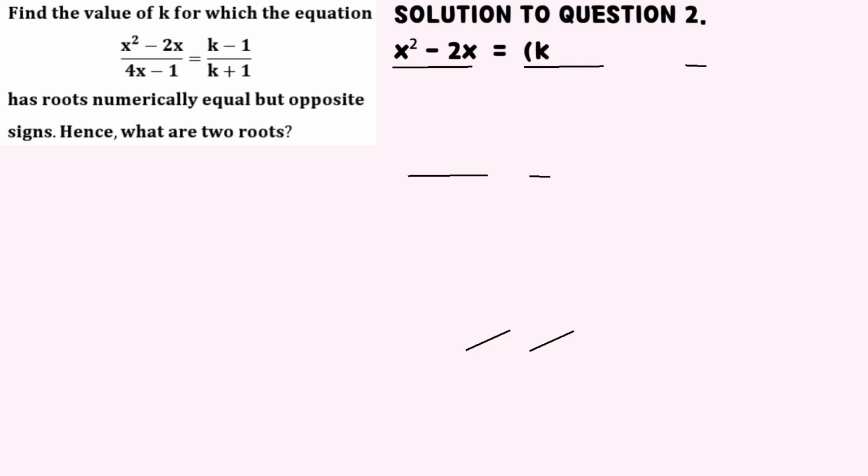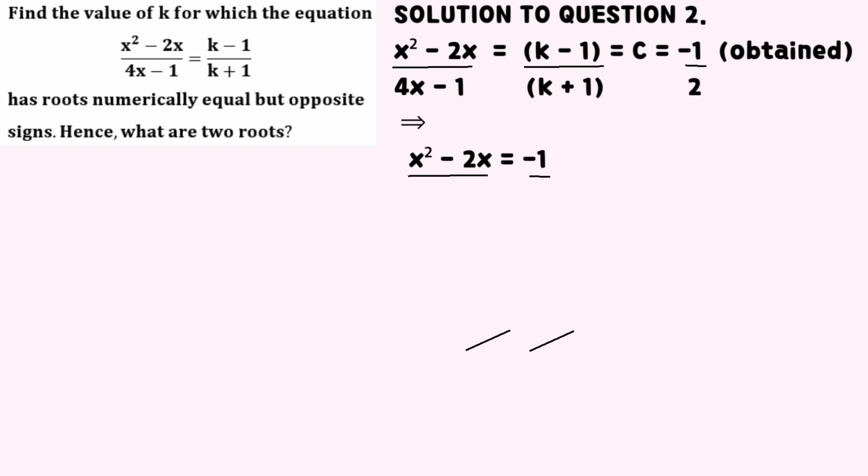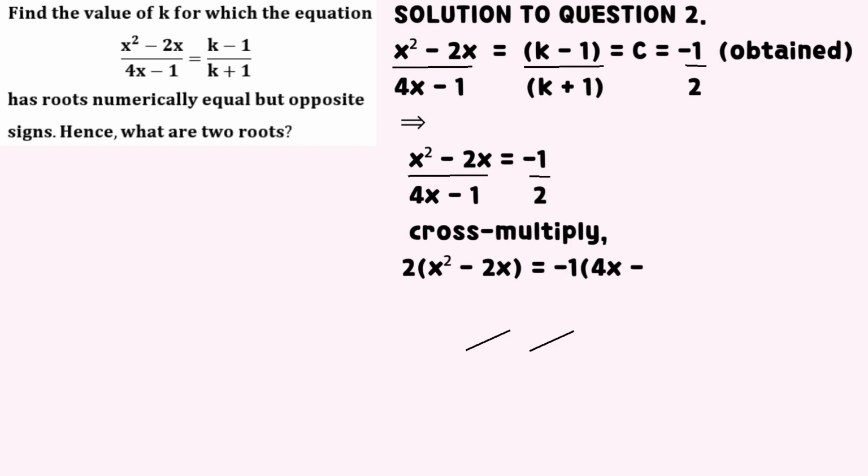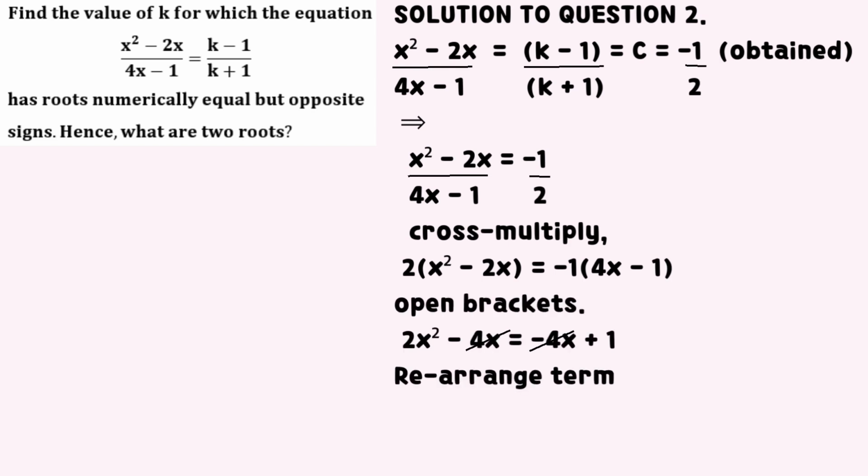Solution to question 2. Consider the equation and the value of c obtained. This relationship shows that (x squared minus 2x) all divided by (4x minus 1) equals negative half. Cross-multiply and we have that 2 times in bracket x squared minus 2x equals negative 1 times in bracket 4x minus 1. Open brackets to obtain an equation shown on the screen.